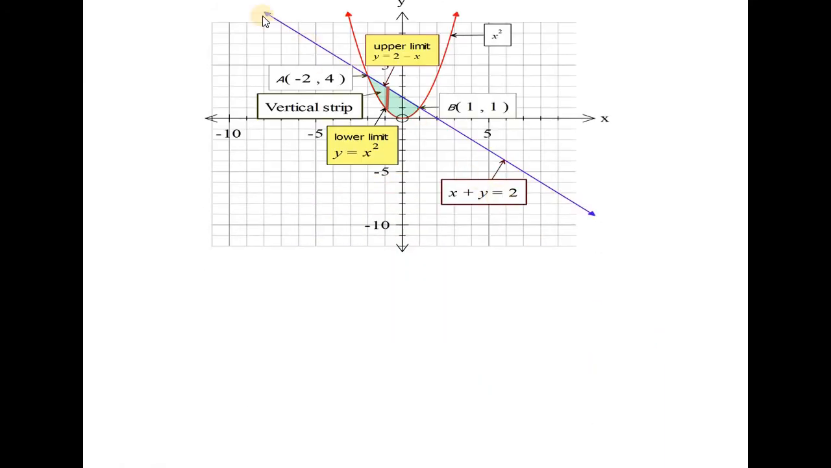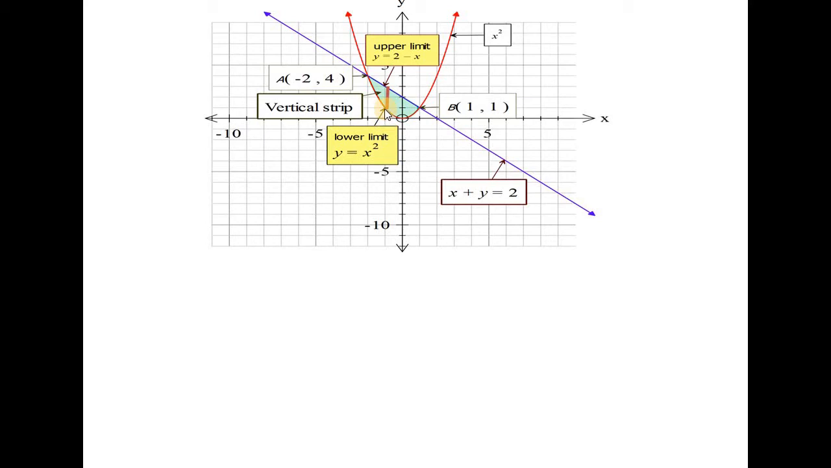Draw curve. So x plus y equal to 2, this straight line, means this point is 2, 0. This point is 0, 2. After joining these 2 points, this straight line, and this parabola y equal to x square. Take region. This is region from A point to B point, and from x axis to this line x plus y equal to 2. In this region, draw vertical strip. You can draw horizontal also. Here I draw vertical strip.